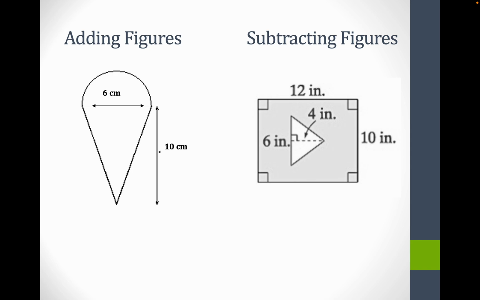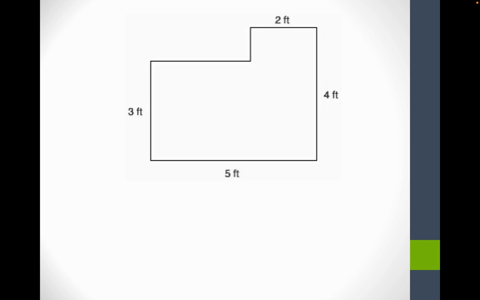The example on the left, the one that looks like a snow cone, can be found by adding the area of the two shapes that we split that up into, a triangle and a semicircle, to find the total. The example on the right is looking for just the area of the shaded portion of the rectangle without that triangle in the middle, and we can find that by subtracting out the area of the piece we don't want. So let's take a look at some examples of both.